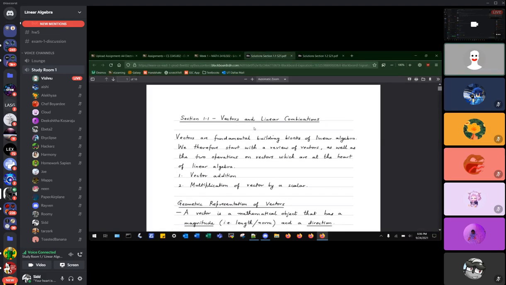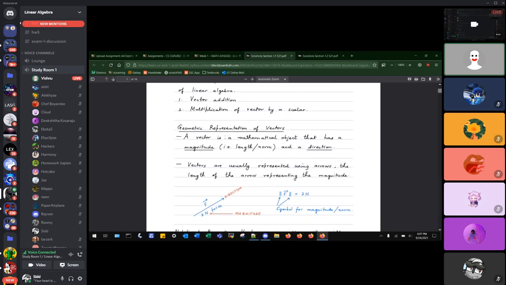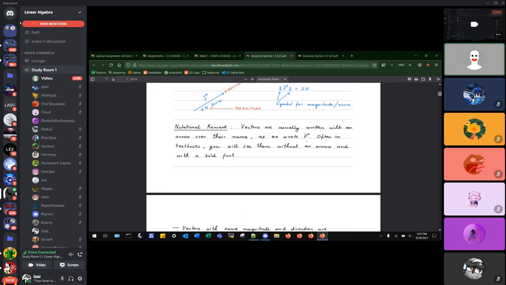So, first section is vectors and linear combinations. This is pretty easy. We've been doing a lot of this for much of the semester so far. Basically, vectors are quantities with magnitude and direction. They have components. The operations we define on them are addition and scalar multiplication. Mathematically, they're represented by magnitude and direction. They can be drawn as arrows with length and direction. In practice, it's written with an arrow over it or a bold font.